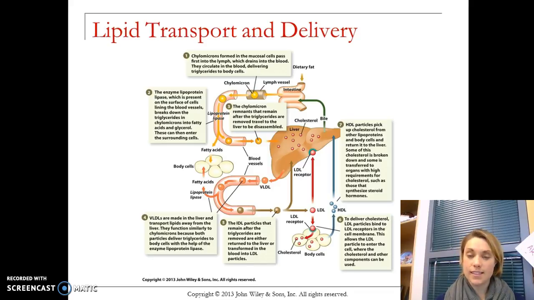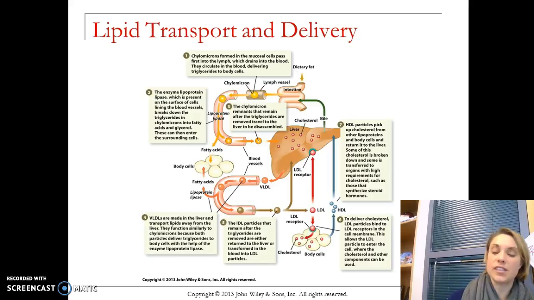There's one last type of lipoprotein which is called HDL, or high density lipoprotein. HDL particles pick up cholesterol from lipoproteins in body cells and return them to the liver in order to make bile. Some of the cholesterol is broken down and some of it's transported to organs with high requirements for cholesterol, such as those that synthesize the different steroid hormones, such as estrogen and progesterone and testosterone, and vitamin D.